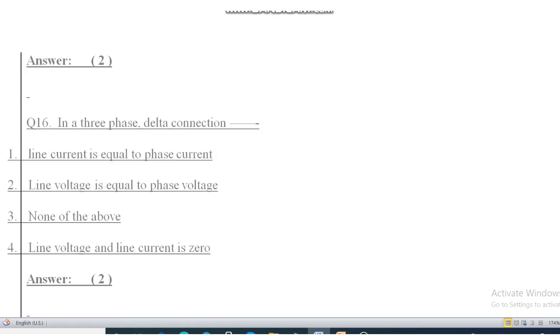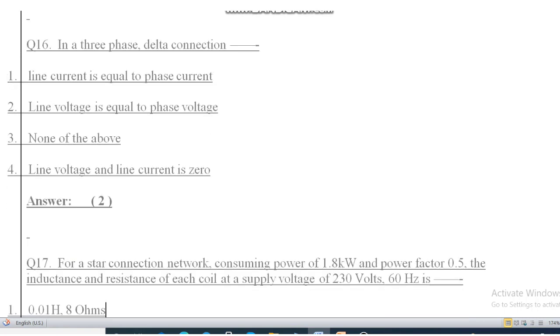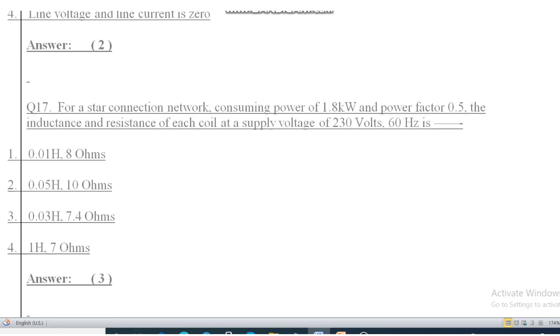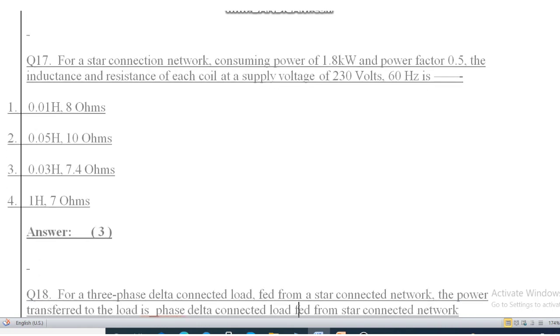In a three-phase delta connection, line voltage is equal to phase voltage. Second is the correct answer. For a star connection network consuming power of 1.8 kW and power factor 0.5, the inductance and resistance of each coil at a supply voltage of 230 volt 60 hertz is 0.03 henry and 7.4 ohms.